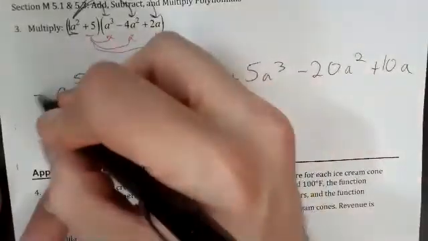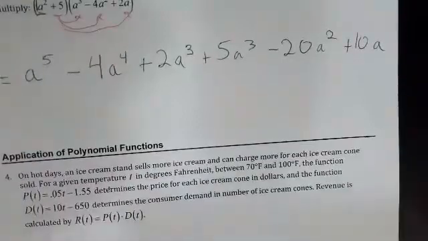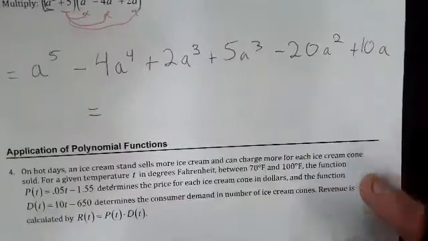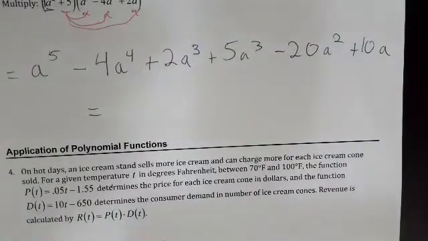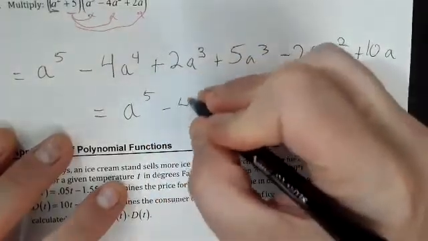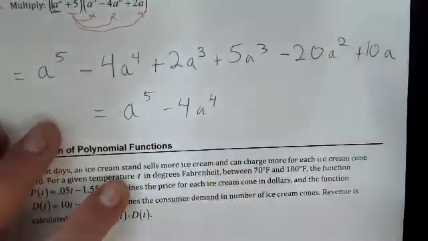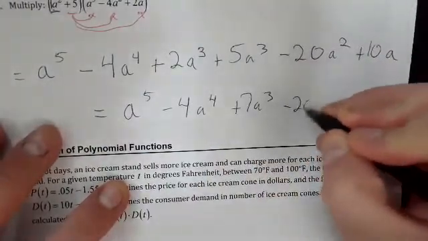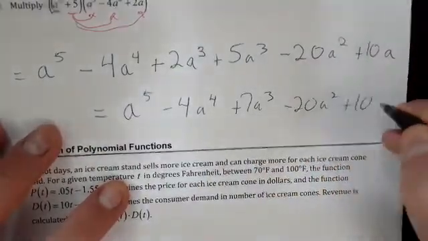So this, we've done most of the work. We did the hard step. There's like maybe one little thing we can simplify in here that I see. So you have to check and make sure you don't have any like terms. Minus 4a to the 4th. So what? Plus 2 plus 5, I believe, gives us plus 7a cubed. Minus 20a squared plus 10a.